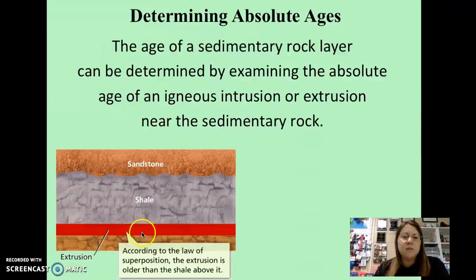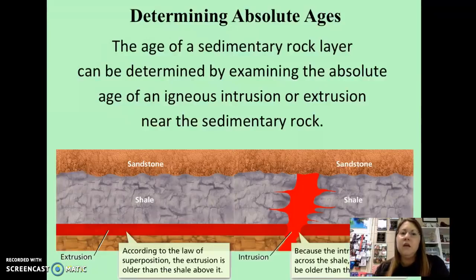So we have in this picture a red stripe that indicates an extrusion. An extrusion is going to be an area where you have magma that is deposited. So basically a volcanic eruption or magma chamber has a release of that hot molten rock. As it gets released, it's going to deposit, cool down, and you have this extrusion that gets formed in this example. According to the law of superposition, which we'll talk about later, the extrusion is always going to be older than the material that forms above it. So this extrusion was formed prior to the shale or the sandstone forming.